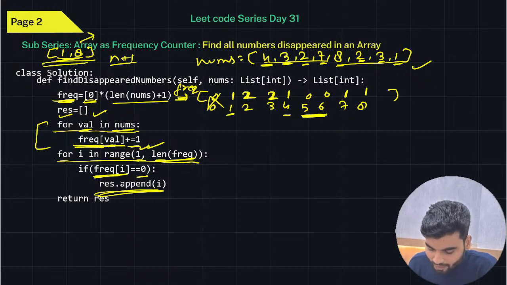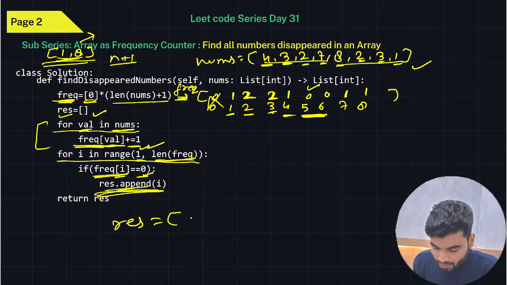So at the end, when you iterate this, you'll check the value for 1, is it 0? No. For 2, no, this is not 0. For the third index, no. For the fourth index, is it 0? No. For the fifth index, is it 0? Yes, on the fifth index you'll get the value 0, so you'll add that value to the result. So the result becomes 5.